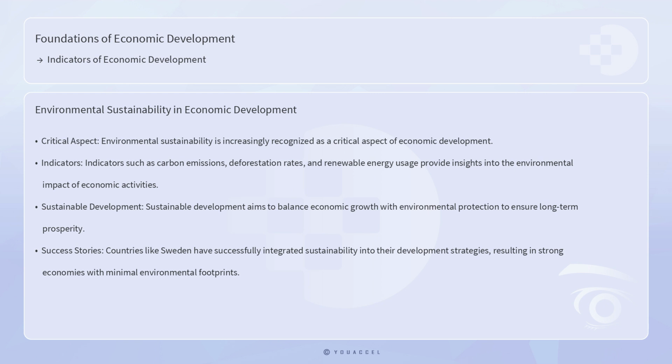Environmental sustainability is increasingly recognized as a critical aspect of economic development. Indicators such as carbon emissions, deforestation rates, and renewable energy usage provide insights into the environmental impact of economic activities. Sustainable development aims to balance economic growth with environmental protection to ensure long-term prosperity. For instance, countries like Sweden have successfully integrated sustainability into their development strategies, resulting in strong economies with minimal environmental footprints.